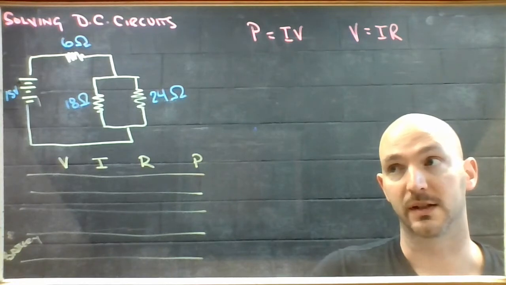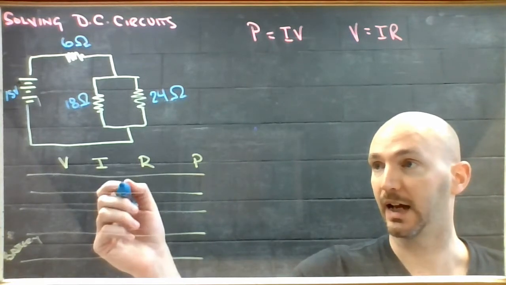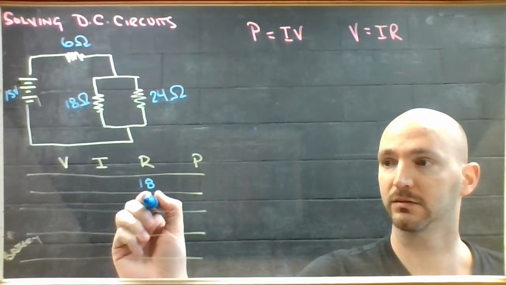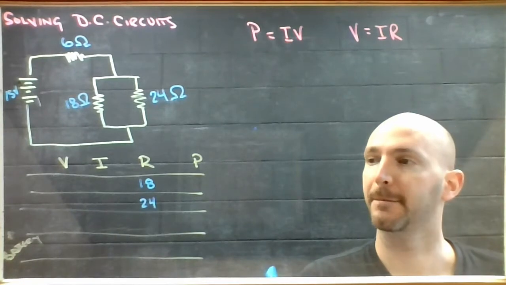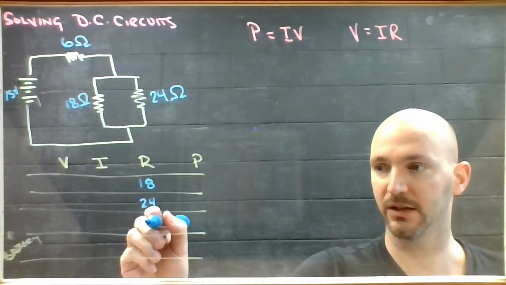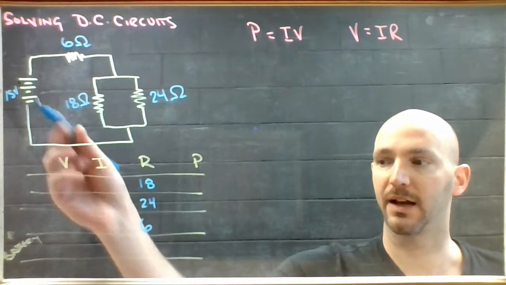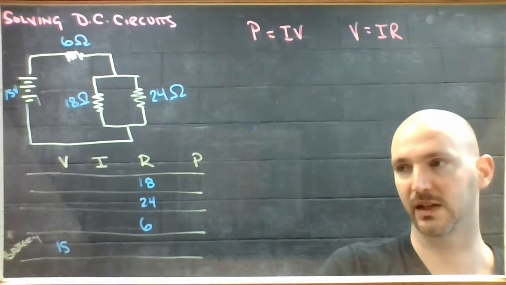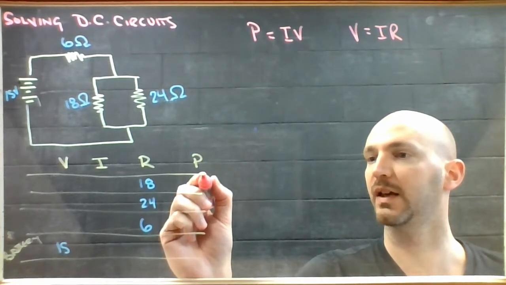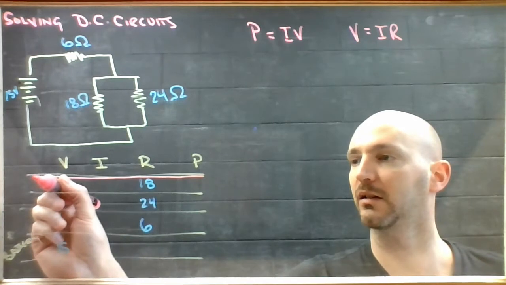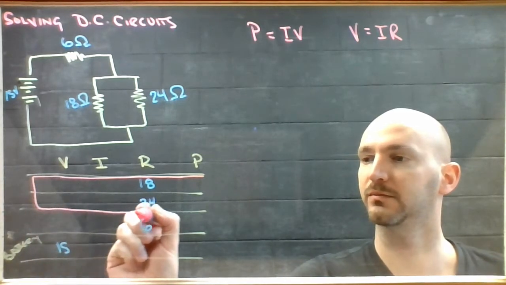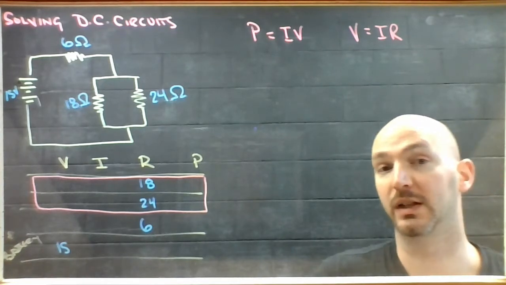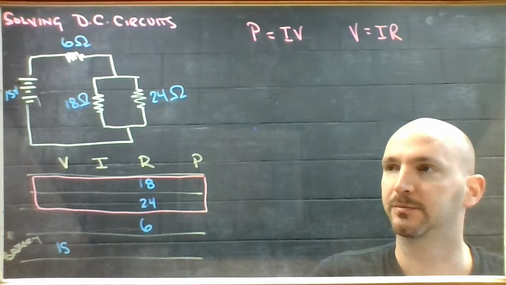So going through and collecting the gathered information, I have these 2 resistors in parallel, and I have this one in series, and I have a 15-volt battery. So you might want to make a little note to yourself that these 2 things are wired in parallel, because we're going to need that fact later.